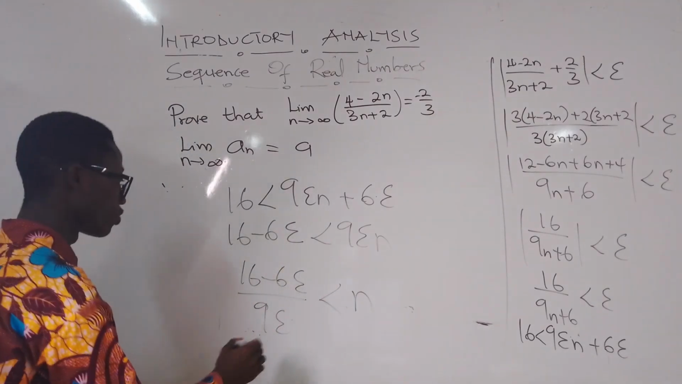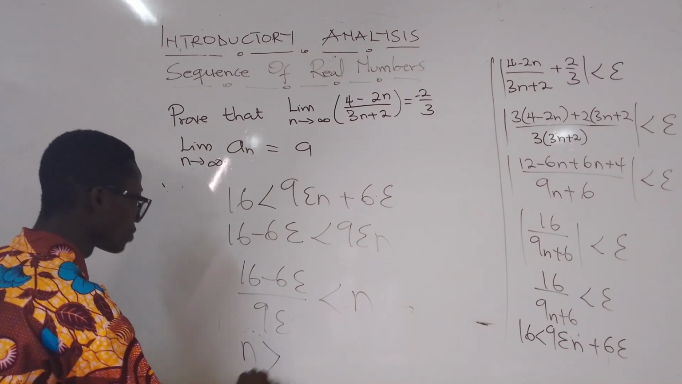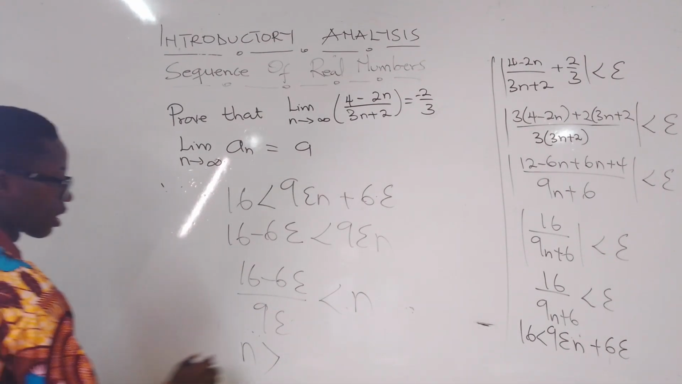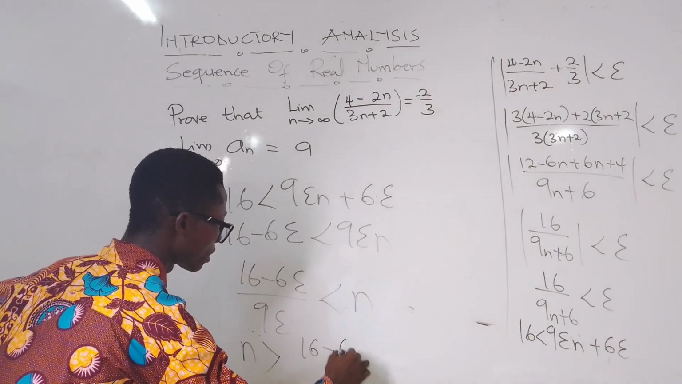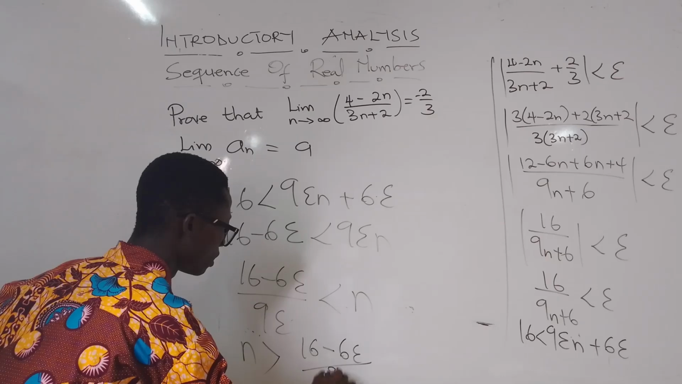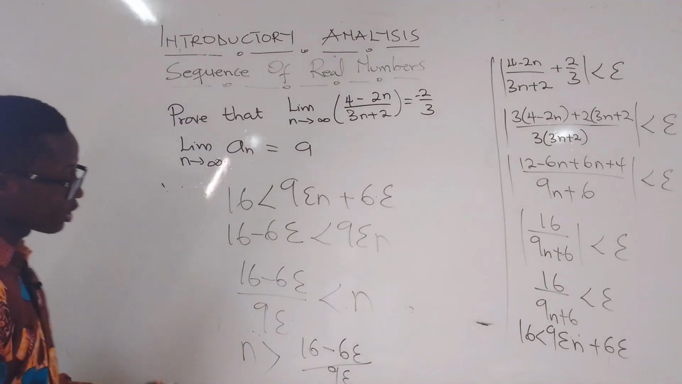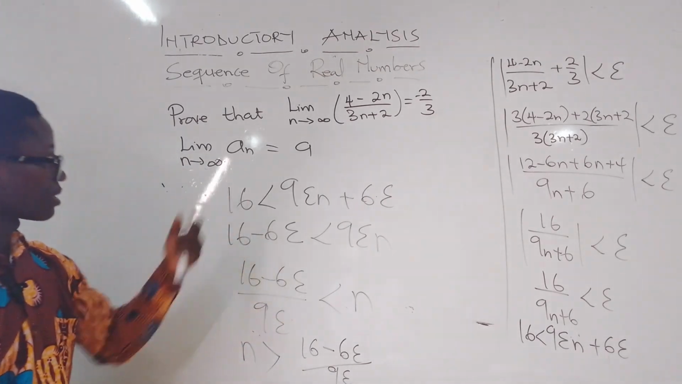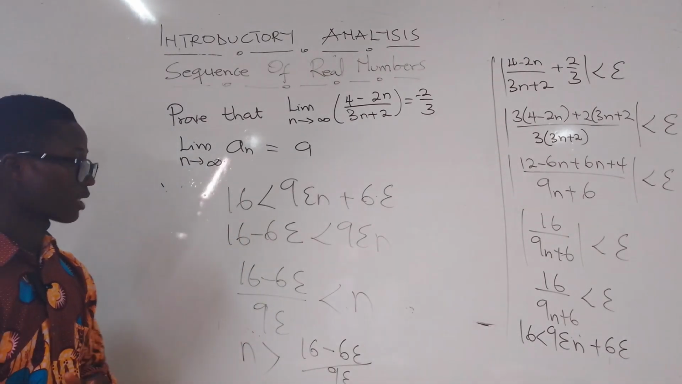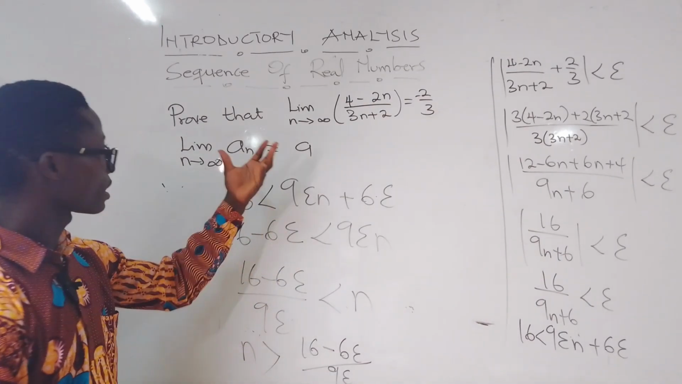So since we have n greater than (16 minus 6 epsilon) over 9 epsilon, when you choose any value of n which is greater than this value, you can see that the result will follow like this. So this is the proof for this question.